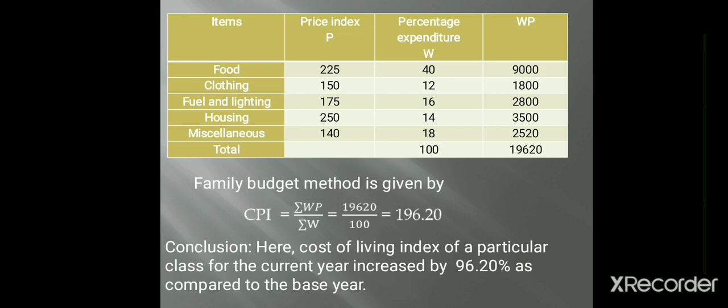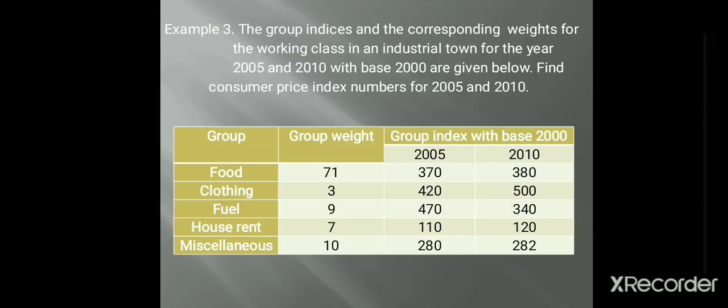Substitute the values of summation WP and summation W in the formula of consumer price index, which results in 19,620 divided by 100. And the resulting consumer price index is 196.20. Therefore, we conclude that the cost of living index of a particular class for the current year is increased by 96.20% as compared to the base year. That completes example 2. Here is example 3.